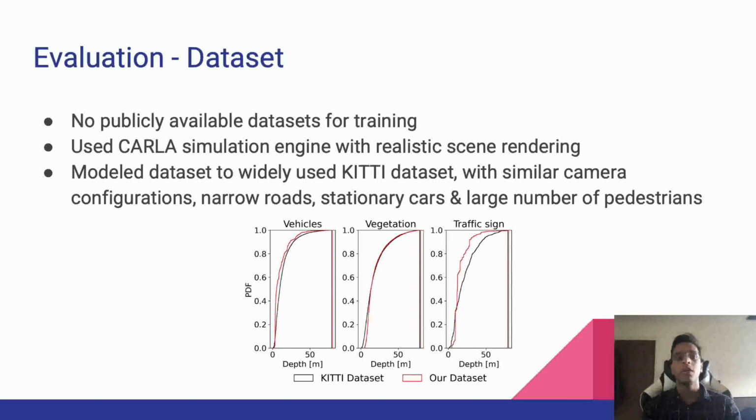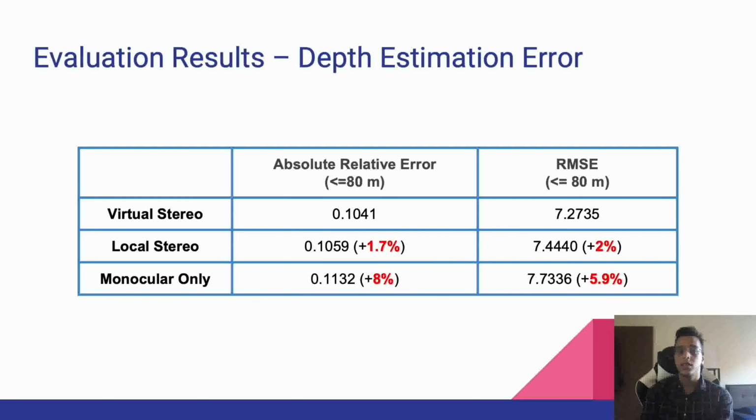Since there's no publicly available dataset for training, we use the CARLA simulation engine to model the widely used KITTI dataset. The virtual stereo approach outperforms the monocular-only approach by about 8% and is better than the local stereo, which has stereo cameras mounted on the same car, while being more cost efficient.